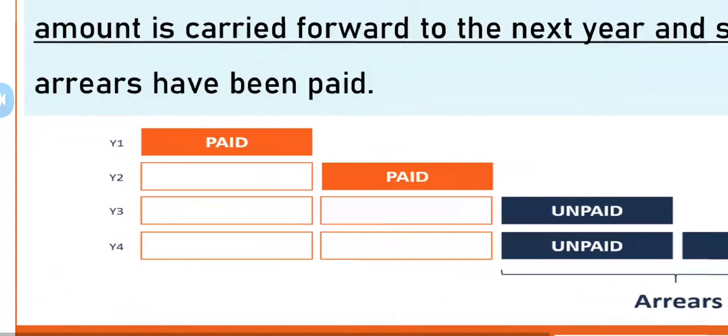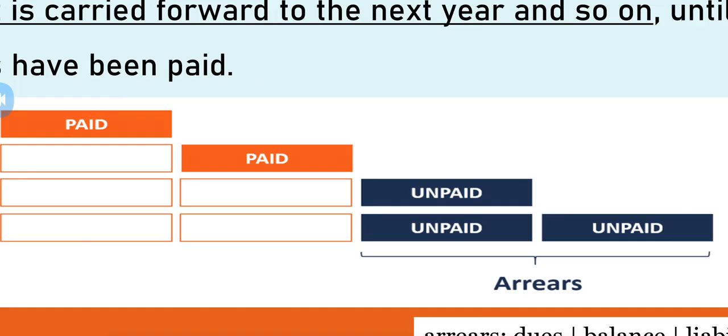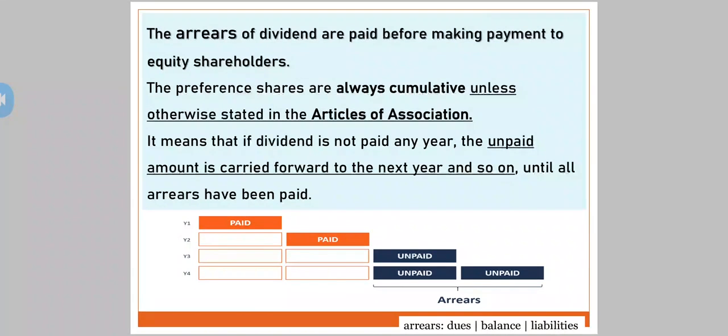Now see here, in the first year the company paid the dividend, in the second year the company paid the dividend, in the third year the company was not in the position to pay the dividend. So now in the fourth year the company is going to pay the dividend for the third year as well as the fourth year. So can I say the dividend for the third year and the fourth year are the arrears to be paid by the company.